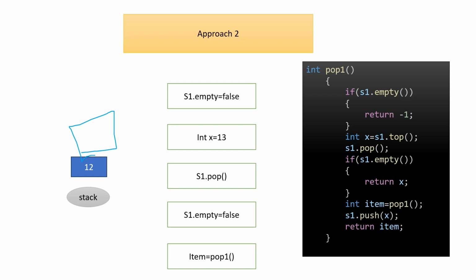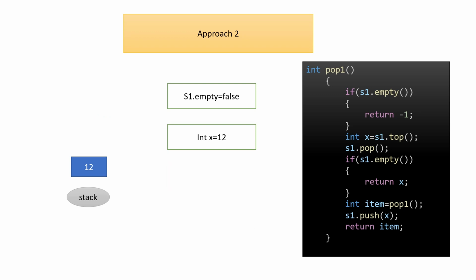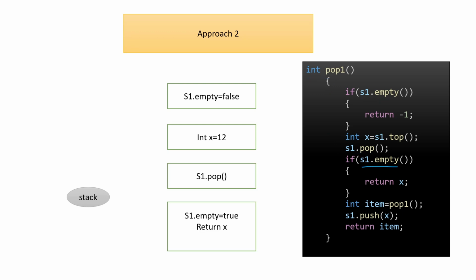And we again check if our s1 is empty. No, it is not empty. Let's move forward. It again calls the int item pop function. The recursive calling continues, and again we are at this position. We check if our s1 is empty; if true, then return -1. It is not empty right now, so we save the top element in x and then pop it out from the stack. And again it checks if s1 is empty. Yes, it is empty. Now we just return x. So here we return the value 12.